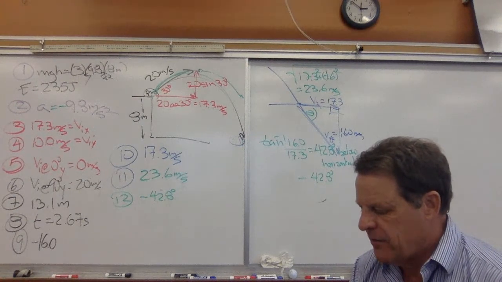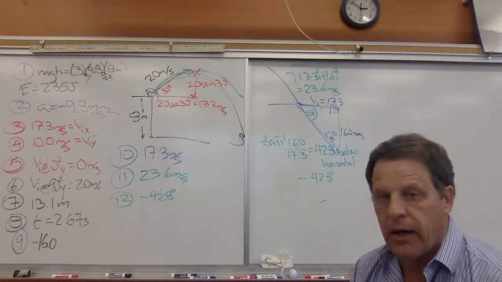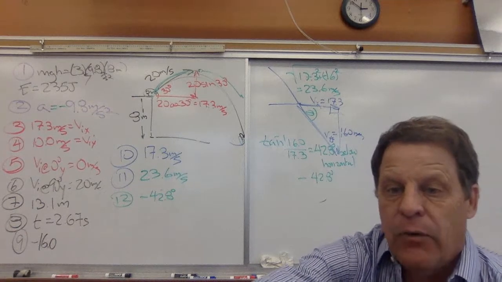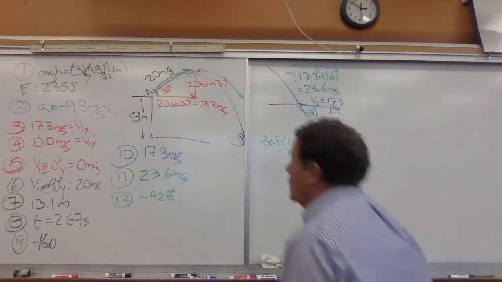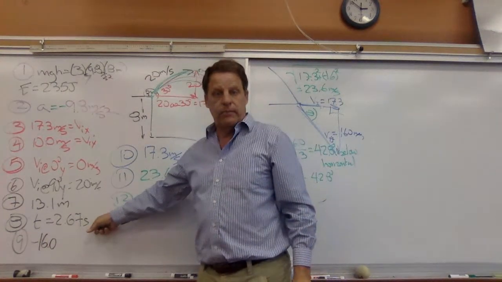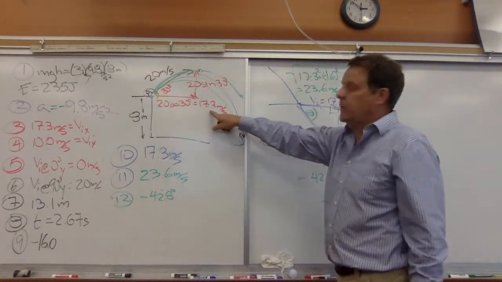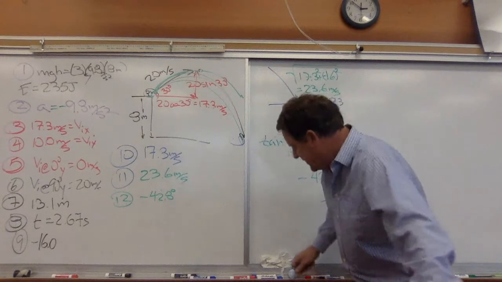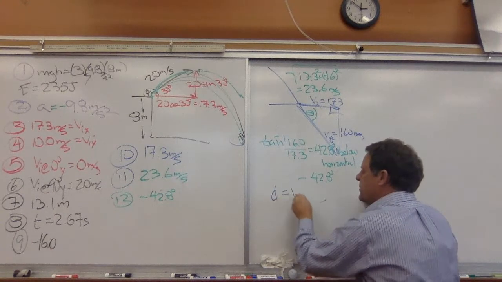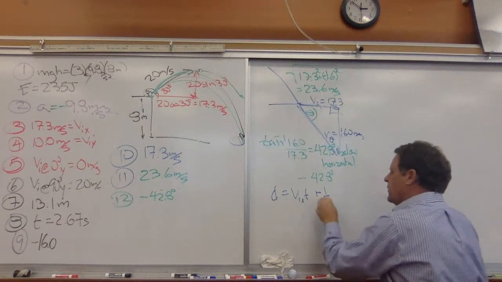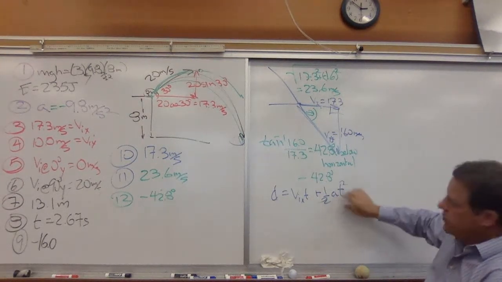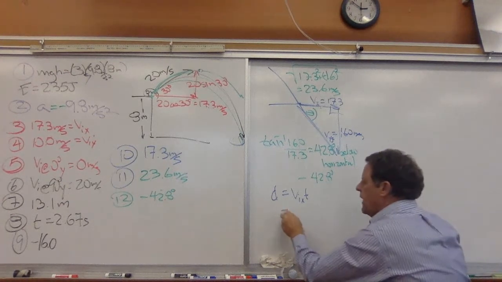What distance measured from the base of the cliff will the ball hit the ground? All right, so we've actually done all the hard work here. We know that the ball is going to be in the air for 2.67 seconds, and we know that entire time it's going at 17.3. So our distance is equal to VIXT plus 1/2 AT squared. But remember, there is no acceleration in the x direction, so this just goes away.